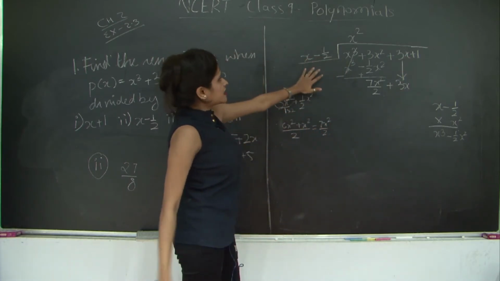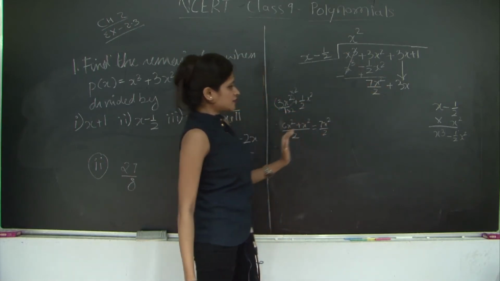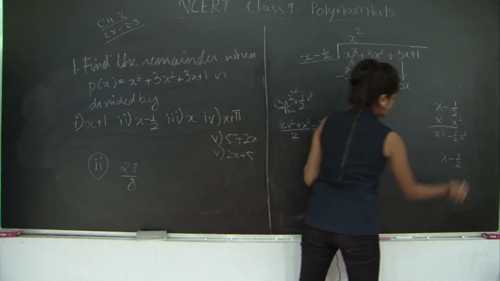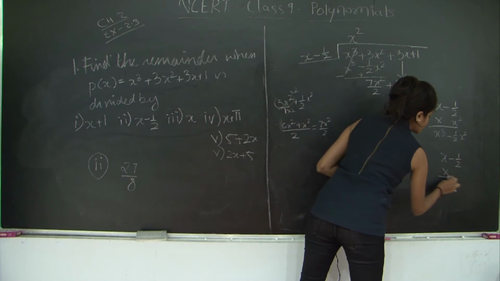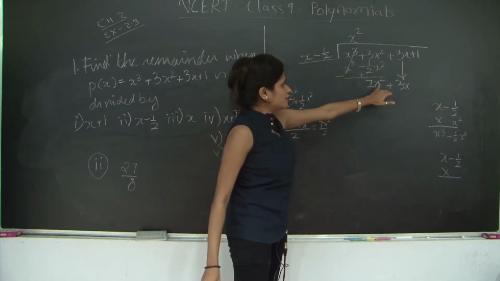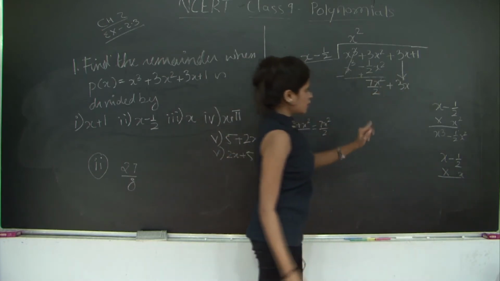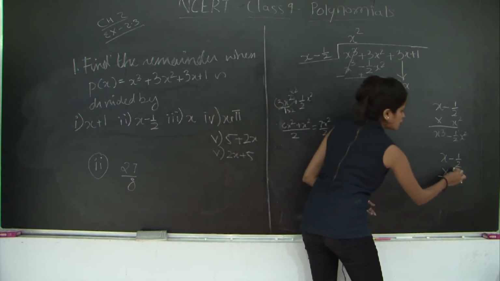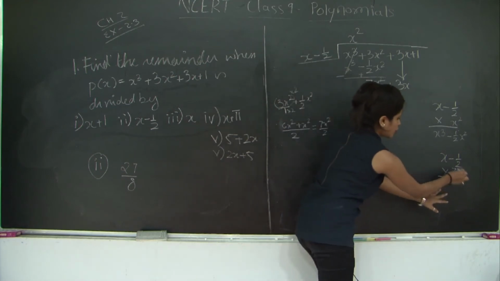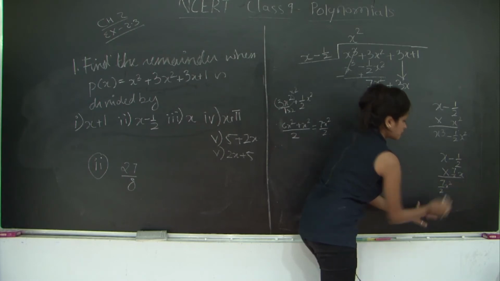Okay. Now x minus half into what is going to give me 7x square upon 2 as the first term. So I am just writing x minus half into what is going to give me 7x square upon 2. First of all, we are going to look for the variable term over here. So into x is going to give me x square. How about 7 upon 2? So you simply multiply by 7 upon 2, right? So 7 upon 2 x into x gives me 7 upon 2 x square, right?